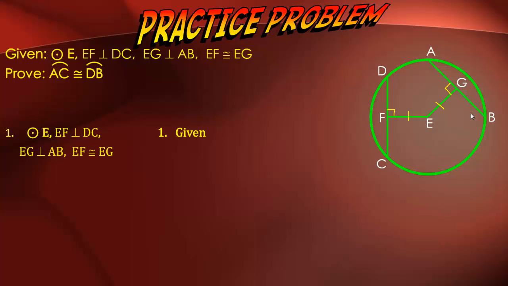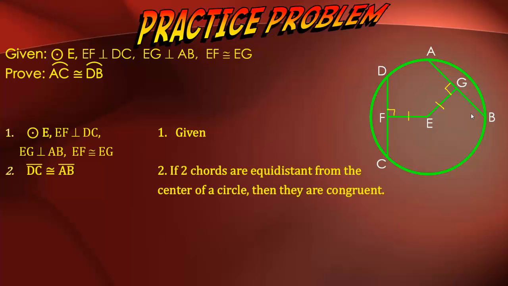All right. Start with step 1. We have circle E. Well, we've got all our givens. Okay, you can read. Step 2. We have segment DC is congruent to segment AB, because if two chords, so this segment here, are equidistant from the center of a circle, then they are congruent. That's something that you have not learned. We kind of glossed over that. We didn't really touch on it, but that's something you're going to want to keep in mind.